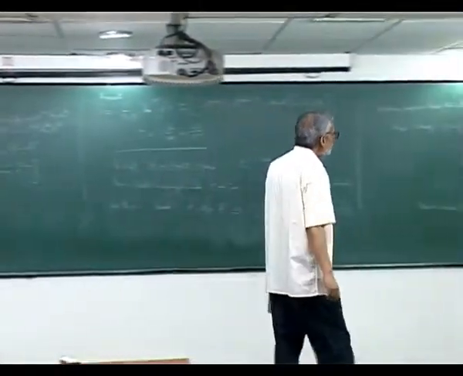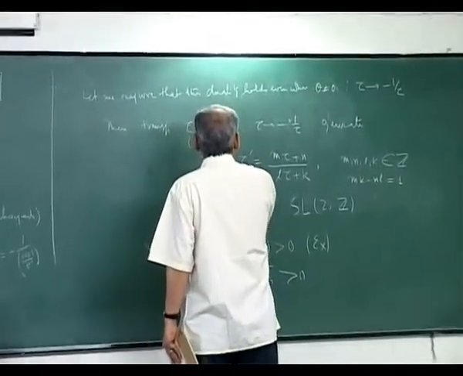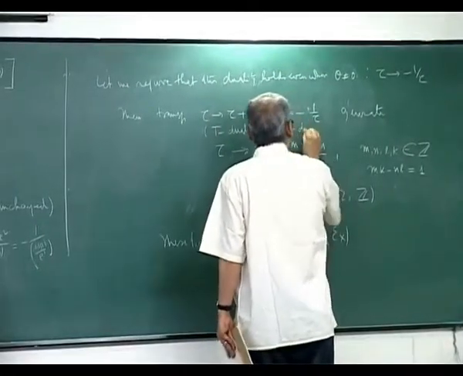In some places there are names given to these objects. This is called T duality. This is called S duality.